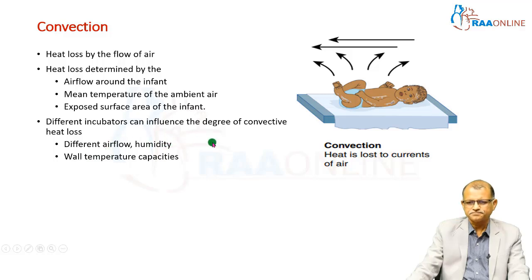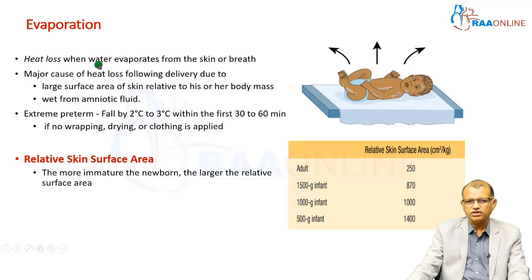Evaporative heat loss is when water vapor evaporates from the skin or breath. So the major cause of heat loss following delivery happens due to the large surface of the skin relative to his or her body mass, and especially wet surfaces because of the amniotic fluid. And we have to remember that the head is a major surface area having a lot of hair, which actually holds a lot of wetness from the amniotic fluid. So we need to try to dry the hair as much as possible, otherwise there will be excessive heat loss because of evaporation from the hair because of wetness.